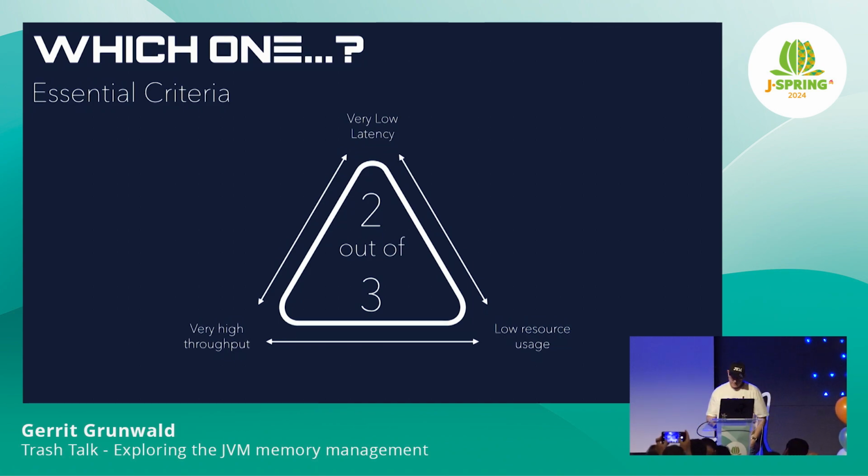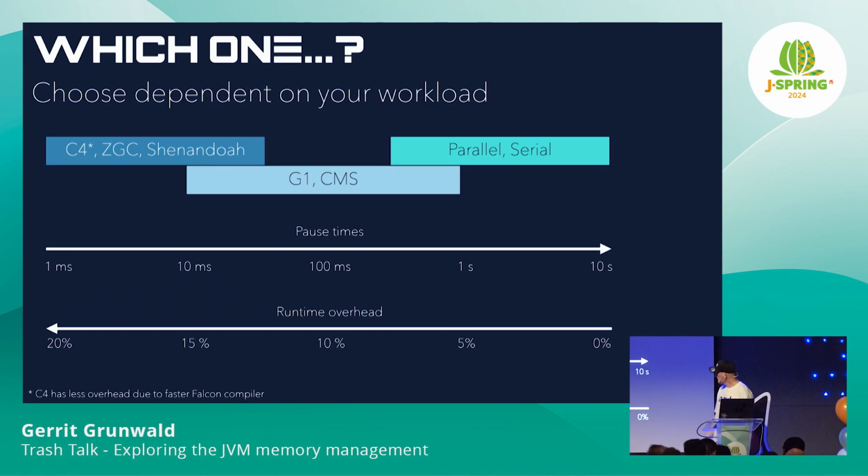It doesn't work, right? So to make it easier, you can use this diagram, which shows the pause times on the upper arrow, pause times increasing to the right, right? So this is the stop the world pauses. The runtime overhead is increasing to the left, the lower arrow. So now you can choose. You see already G1 and CMS, it's quite a good choice, which is the reason why most of you are happy with this one. If you really aim for very low pause times, but you can live with the overhead, then ZGC or C4 or Shenandoah might be a good choice.